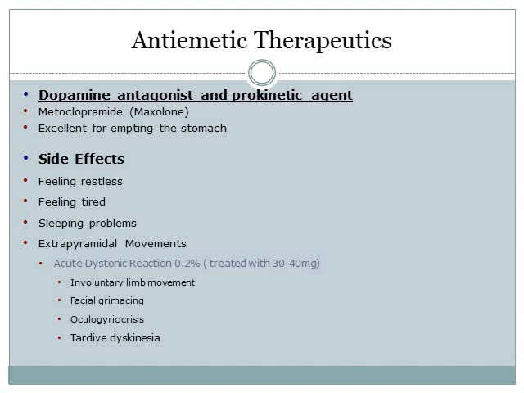So 0.2% of people that are treated with 30 to 40 milligram stat doses of metoclopramide have an acute dystonic reaction. Now, an acute dystonic reaction includes involuntary limb movement, so literally twitching of the arms and legs, facial grimacing, so big smiles on the face. You can get oculogyric crisis, and you can get a disorder known as tardive dyskinesia, which is essentially a straightening and a poking out of the tongue.